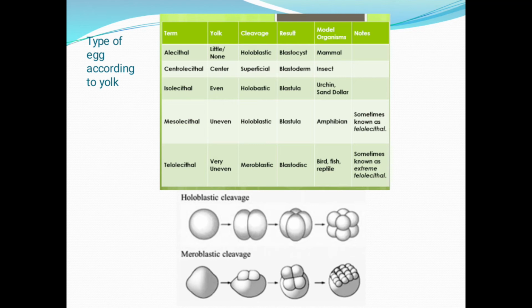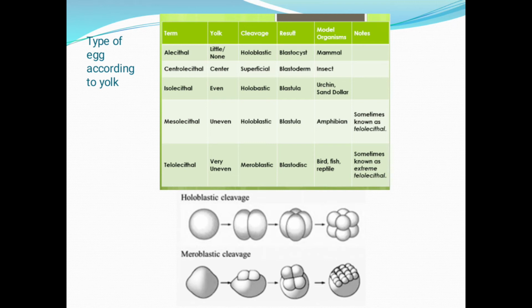The third is the isolecithal egg, in which yolk is evenly distributed and the cleavage pattern is holoblastic. As a result of holoblastic cleavage, a blastula is formed, for example in sea urchins, sand dollars, etc. Next is the mesolecithal egg. In a mesolecithal egg, yolk is unevenly distributed and the cleavage pattern is holoblastic, for example the amphibian egg. The last one is the telolecithal egg, in which very unevenly distributed yolk is present and the type of cleavage is meroblastic cleavage, for example in birds, fishes and reptiles.